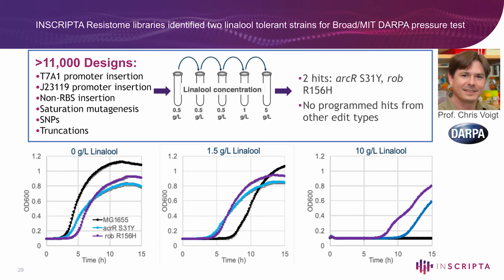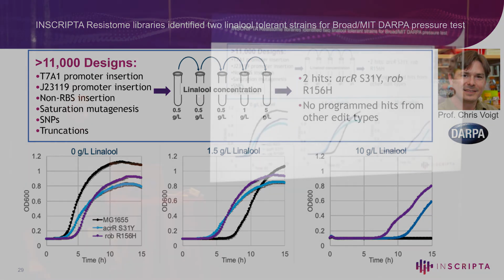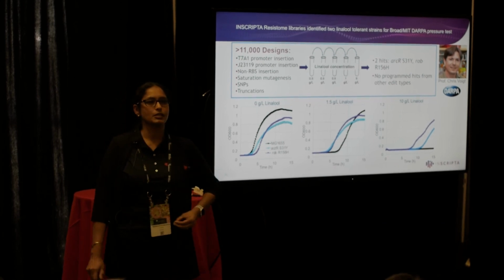He tested them across multiple linalool concentrations, and we got 2 hits. So what you see here is your wild type MG1655 growth without any linalool, and then increasing concentrations of linalool, and you can see that the edited cells are performing much better than the wild type. So this is an example of specific targets.